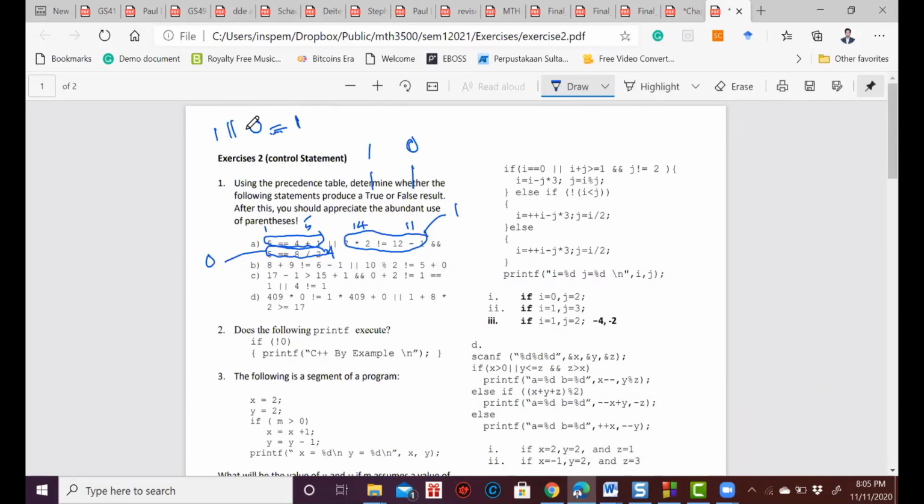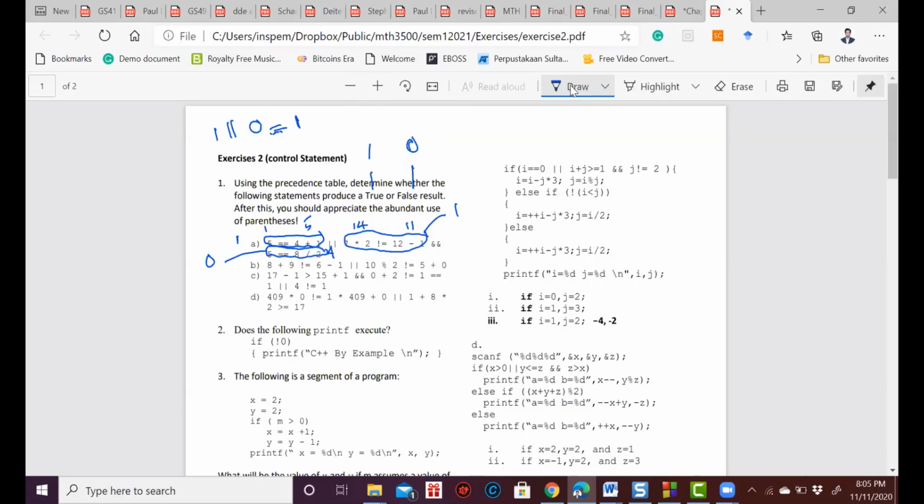Okay. So for all this one, the result is 0 only if this one is 0, 0. If 0, 1, 1. 1, 0, 1. 0, 1, 1. So the result 0 will be only if this one is 0, 0. So in this case, 1 or 0 is 1. So the answer for A is 1. Okay?